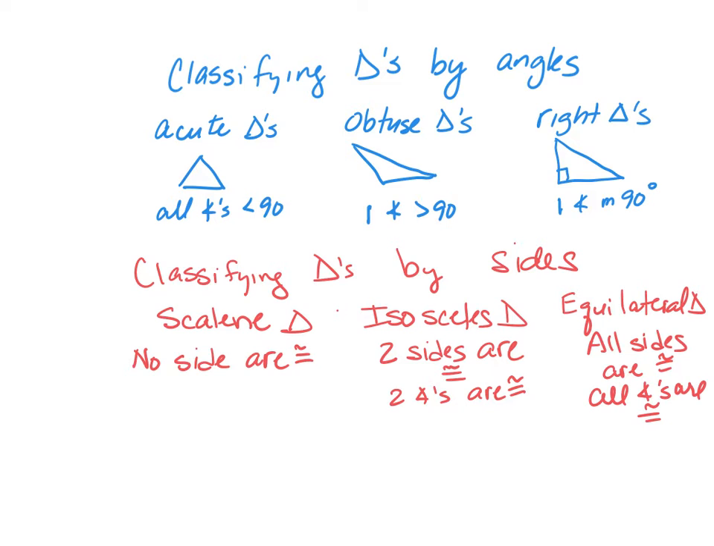So a scalene would look something like that. And let's say this side here is a 4, and then we have a 6 and an 8. That's a scalene, okay? An isosceles has two sides the same. We've talked about this a little bit. And the two angles opposite those sides are the same. That's an isosceles. And an equilateral has all sides and all angles measuring the same.